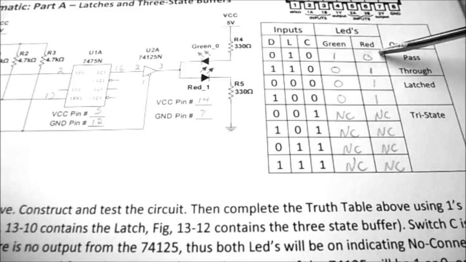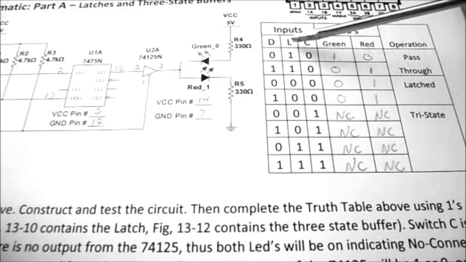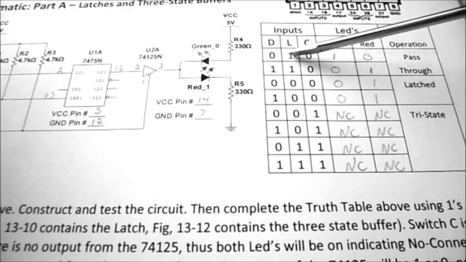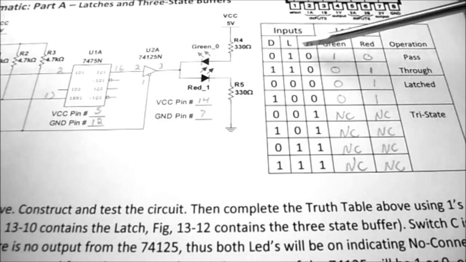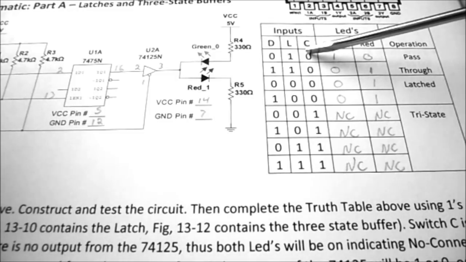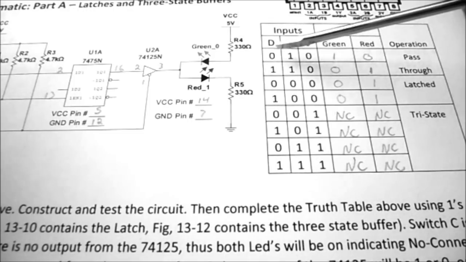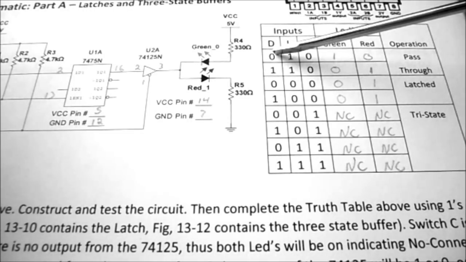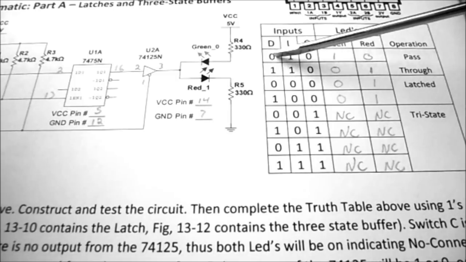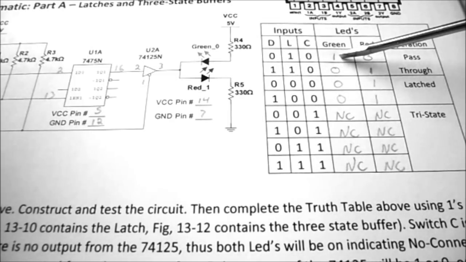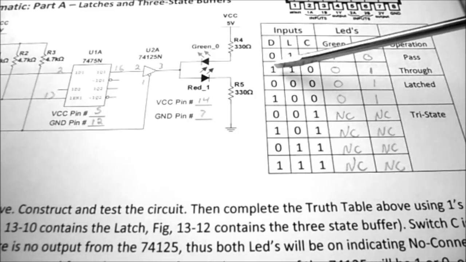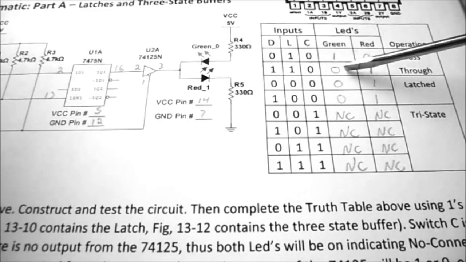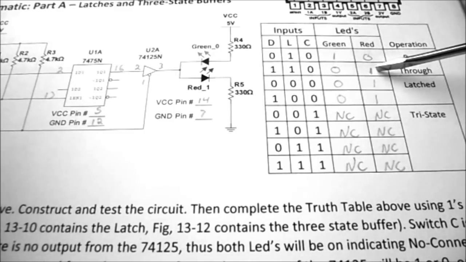So looking at our truth table, we can see that L is going to be 1, so that enables the 7475. C is going to be 0, so that enables the 74125. So whatever's on D should show up on the output. So if D is 0, the green LED should be on, the red LED should be off. If D is 1, the green LED is off, and the red LED is on.